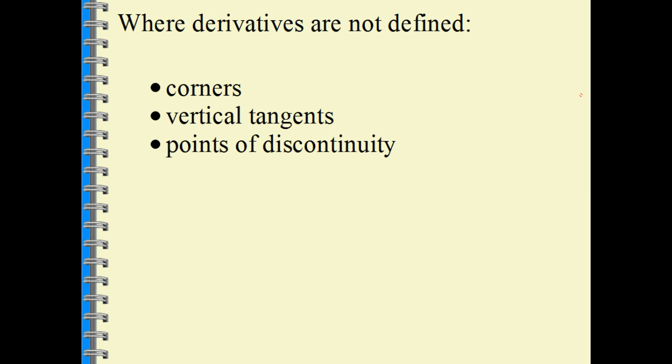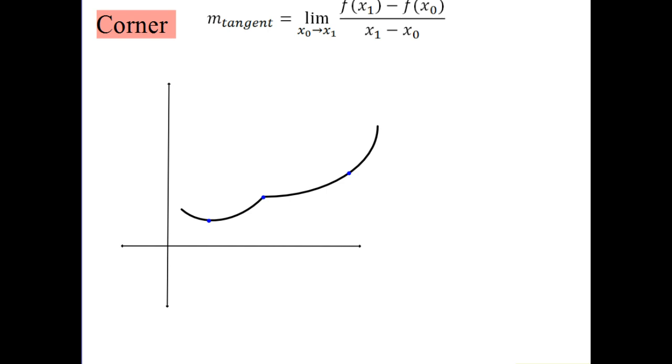And derivatives aren't defined at three major areas. They're at corners, vertical tangents, and points of discontinuity. We're going to look at graphs of each of these and prove to ourselves that the derivatives aren't defined. We just don't have a defined derivative at these three spots. So let's look at a graph that has a corner first. And right here we have a corner at that spot.